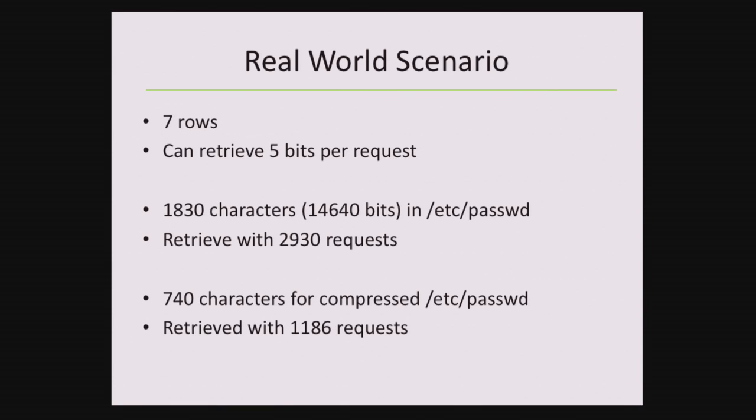So yeah, grabbing etc. password. It's 1,830 characters, which is like 14,000 bits. So SQL map will do like 14,000 requests to try and grab that, which is kind of crazy. So yeah, I can grab that just plain text with about 3,000 requests, but if I compress it and grab it like that, it's only 1,100 requests, so you really do notice the speed. And my script doesn't use any HTTP pipelining or anything like that, but it's still way, way quicker.